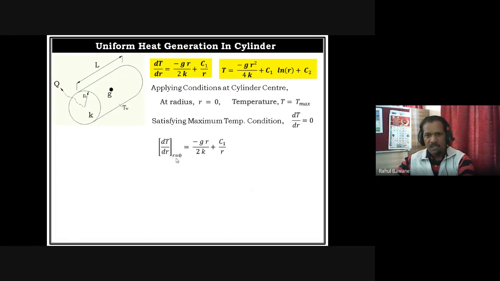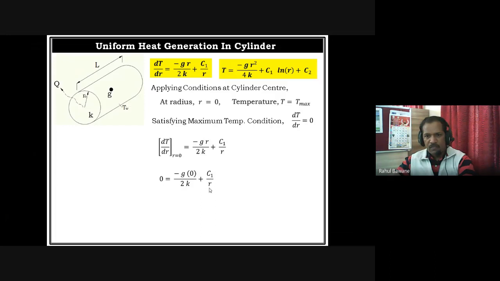So our dT by dr at r equals 0 is equal to minus g r upon 2k plus c1 upon r. Now putting values, dT by dr at r equals 0 will be 0, minus g r where r is 0, replacing r by 0, upon 2k plus c1. Don't put 0 immediately in the c1 term, because if we replace r by 0, c1 upon 0 becomes infinity and we will not get the value of c1.